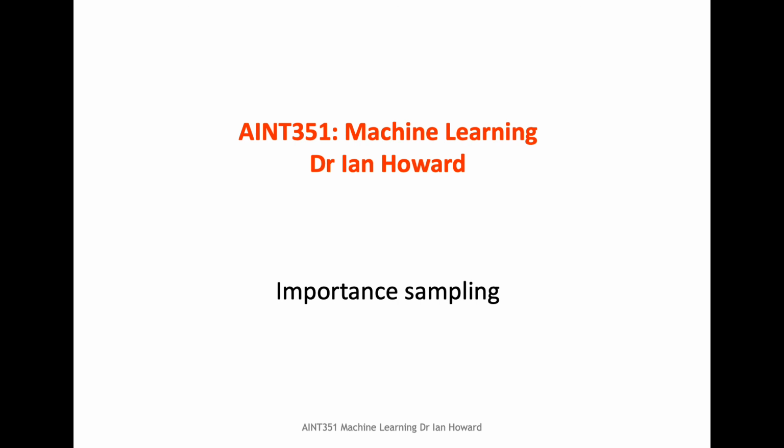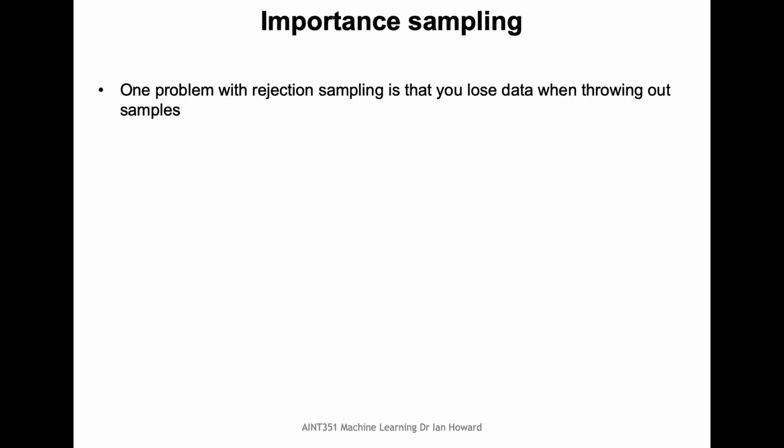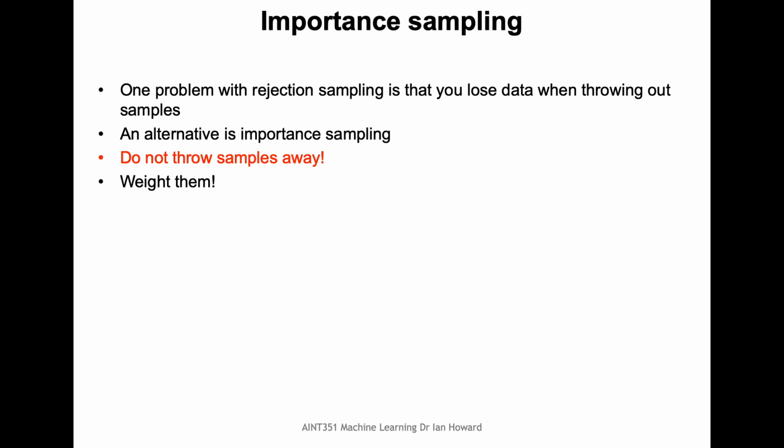So again, importance sampling differs from rejection sampling in an important way. The big problem with rejection sampling, as we've already mentioned, is it throws away some of the samples, because it's got to throw things away in order to end up with samples looking like they're coming from the desired distribution and not the one you're actually sampling from. Rather than throwing stuff away, we've got an alternative, which is called importance sampling, and it doesn't throw samples away. Actually, it just weights them.